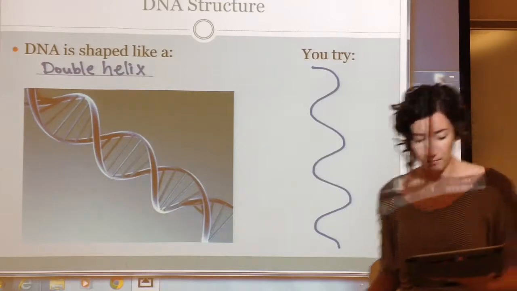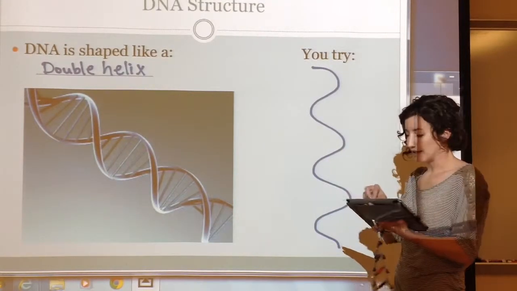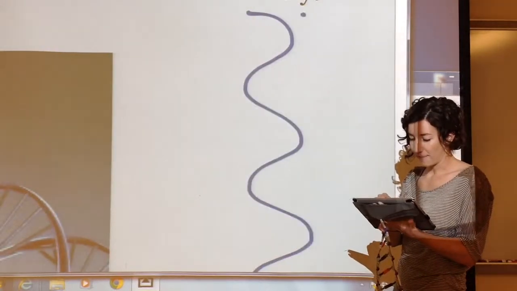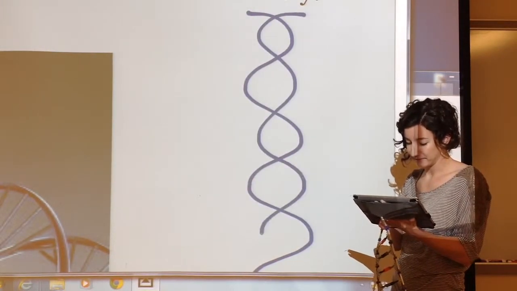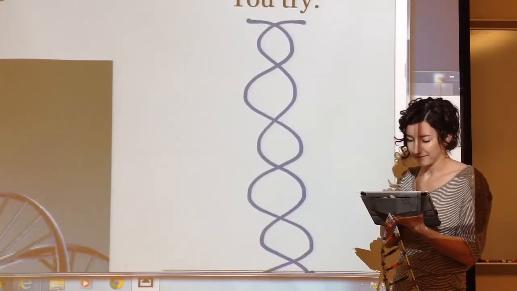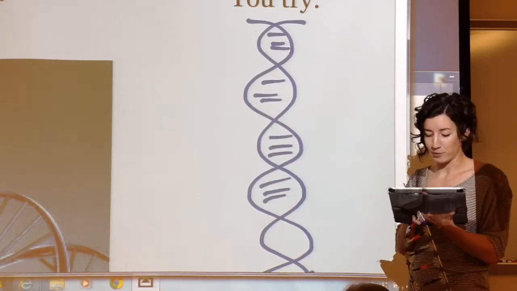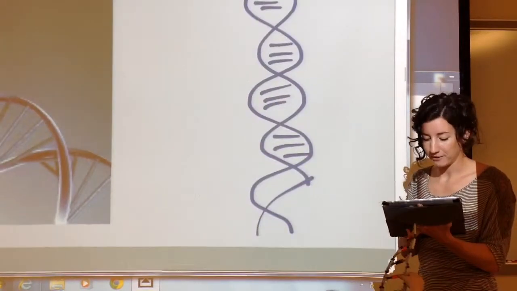DNA is shaped like a double helix. You try. So you put a squiggly line, and then you do an opposite squiggly line, and then you come in and fill in the little lines. And now you're a professional DNA drawer.